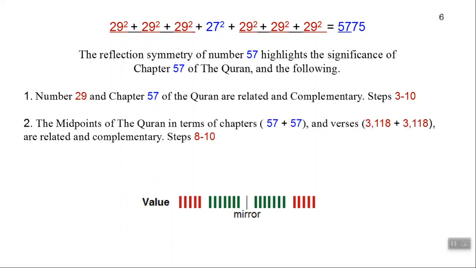The midpoint of the Quran in terms of chapters, which is at the end of the first 57 chapters, and the midpoint in terms of verses, that is at the end of the first 3118 verses, are related and complementary.